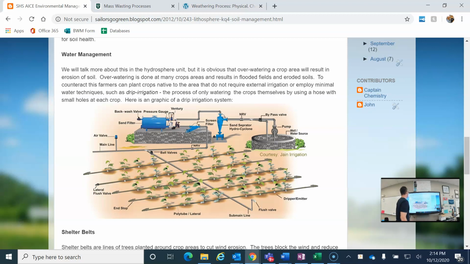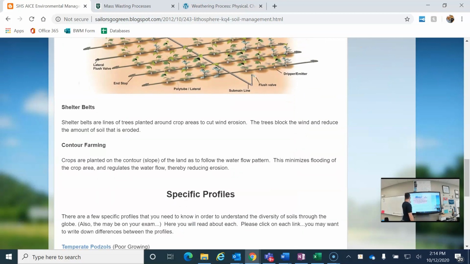The best thing you can do is this kind of drip irrigation that you see up here. You can see it just comes from a normal hose, basically, and you have little holes in the hose at each plant that you're going to water. Therefore, you're only watering that one plant. You can do it with a way smaller amount of water. So drip irrigation is really, really great.